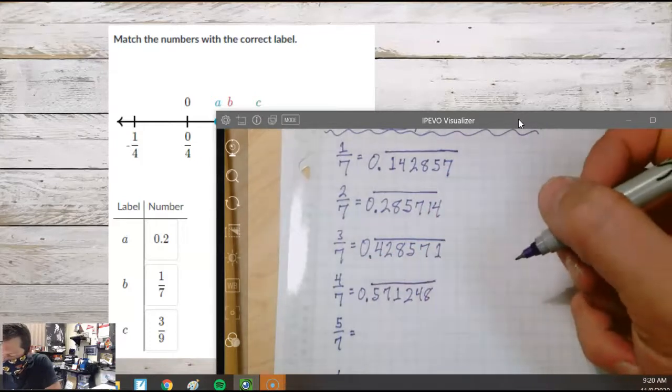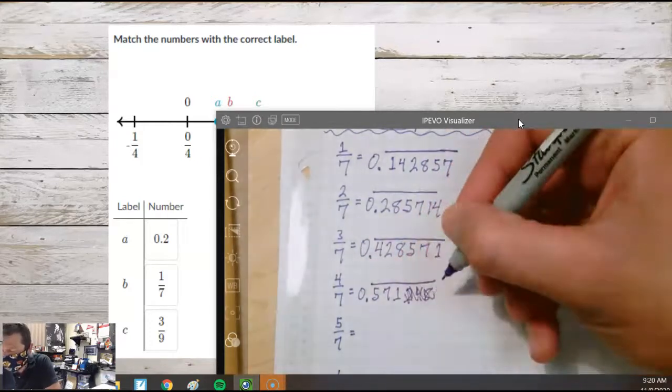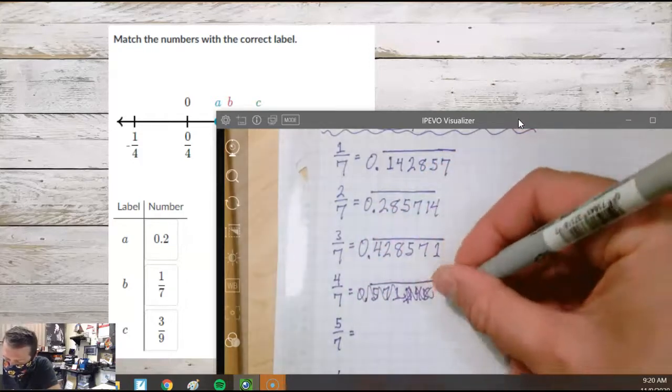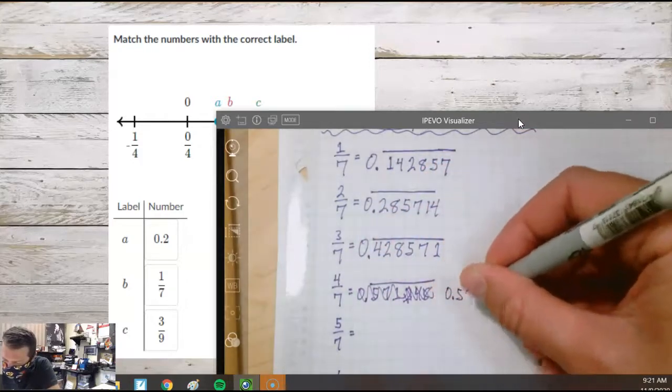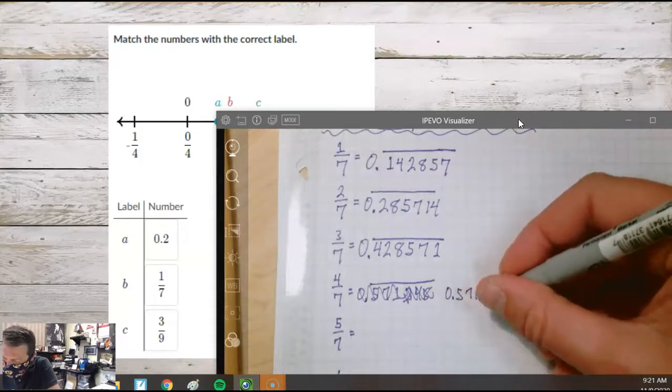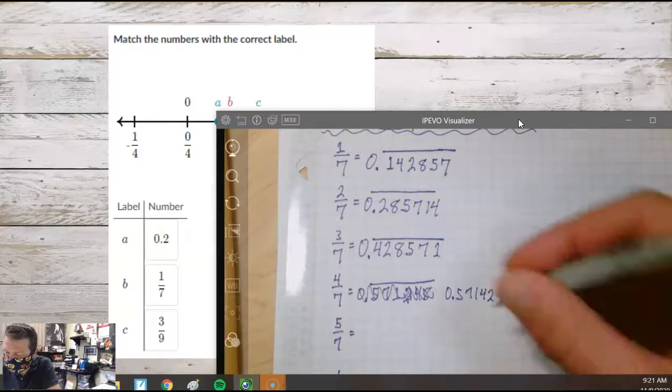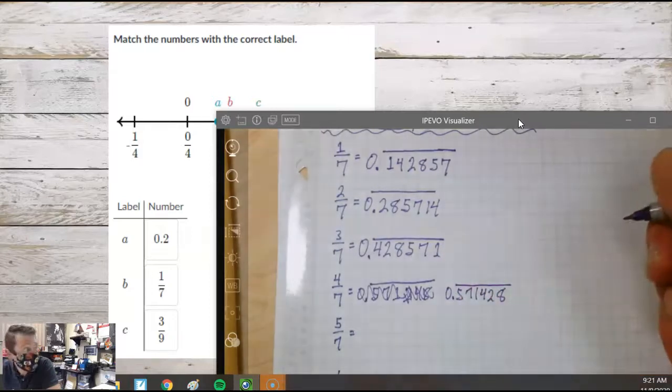Crap. Dang. I wrote them wrong. I said it right, but I wrote it wrong. 0.571428. Because it's 57, 14, 28, right? The numbers always stay in the same order.